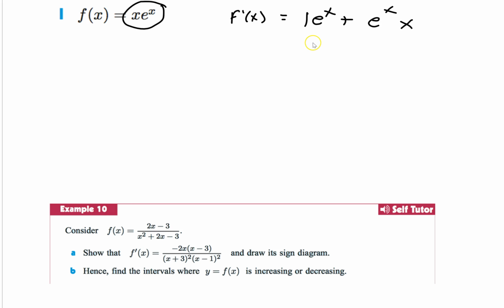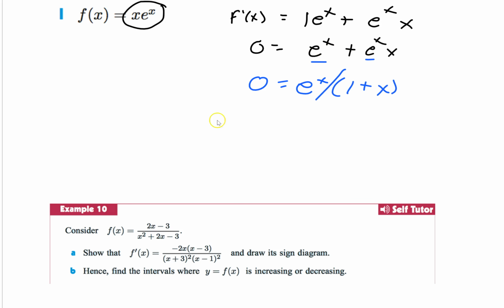Now this one doesn't have any undefined, but it does have a 0. So let's try to solve it. Set equal to 0. The way I solve this is, you have to notice they both have an e to the x. Let's factor. You get 0 equals e to the x times (1 plus x), because you took the e out, it's still a 1. Split it. e to the x equals 0. 1 plus x equals 0. x equals -1. That's a critical point.